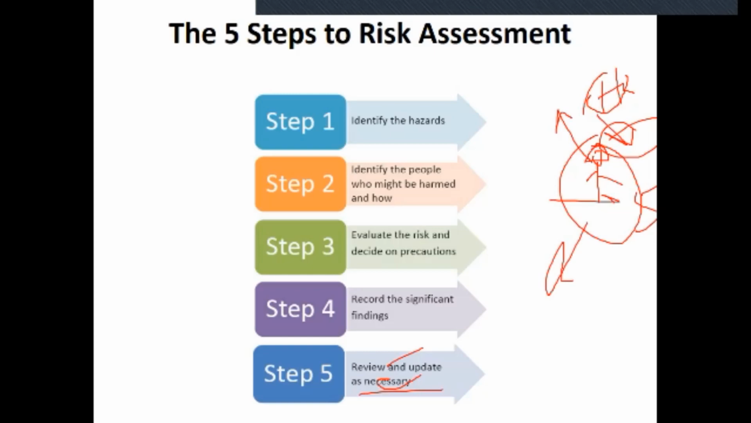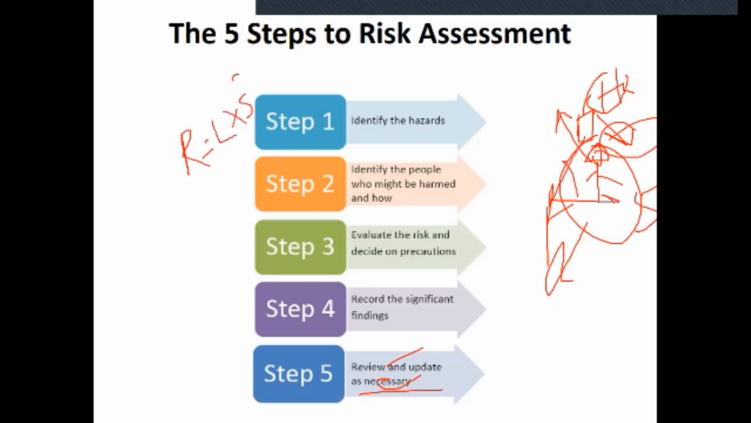Okay, if you update, for example, if at some location the electrical socket is a problem, then rectify it, or if you have not rectified it, record the shortfalls, and after that review it and update this process. This is known as the 5 steps to risk assessment. Then automatically we decrease the risks. Okay, risk is the product of likelihood and severity.